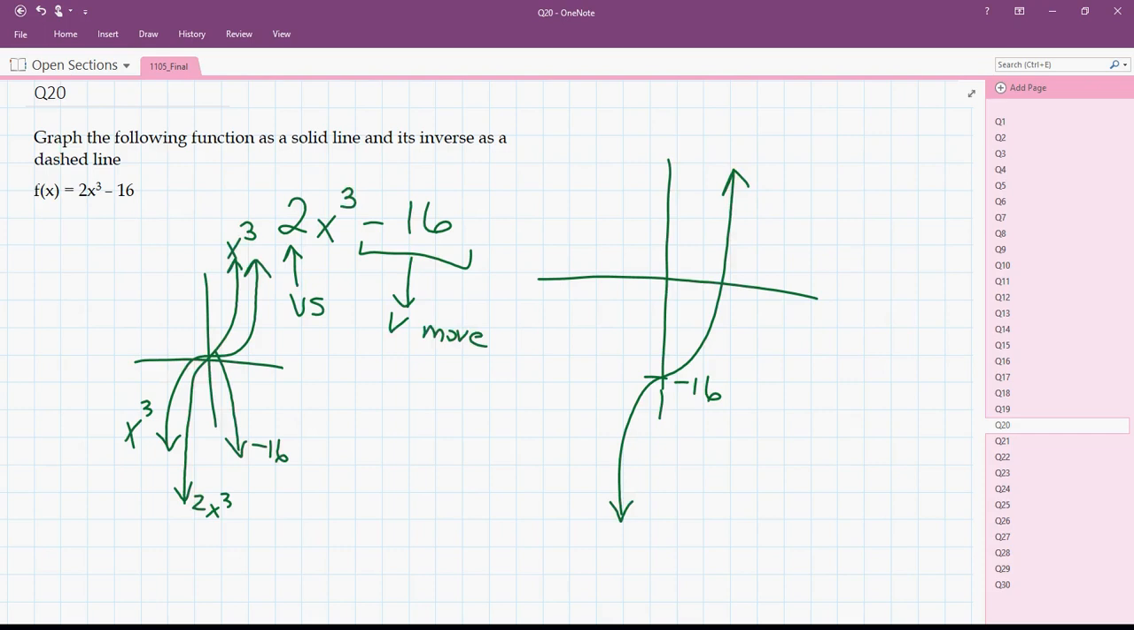And if we wanted to solve for roots, just to make this graph a little more accurate, we could say 2x cubed minus 16 equals 0. If we move the 16 over, we get 2x cubed is equal to 16. Divide by 2, we get x cubed equals 8. And we can actually take the cube root of this, and we get 2, because 2 times 2 times 2 gives us 8. So we know that this crosses at 2.